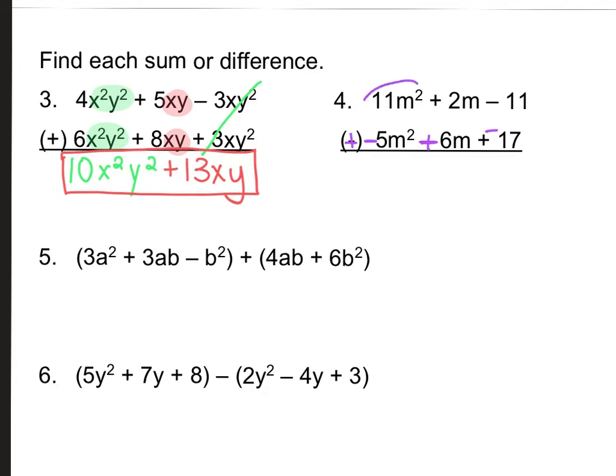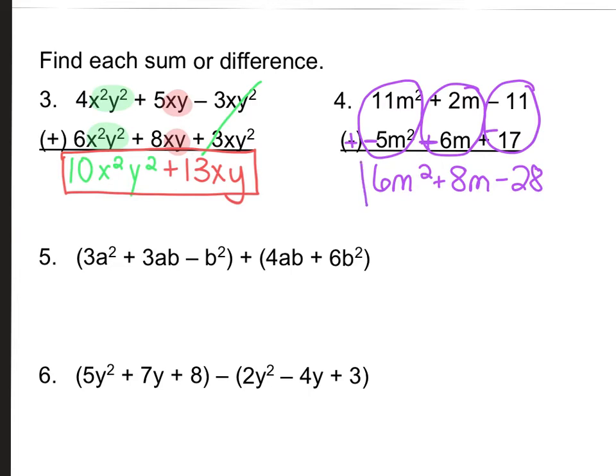So I'm going to start with this piece. 11m squared minus 5m squared leaves me with 6m squared. Now I can add 2m plus 6m and get 8m. And now I've got a negative 11 minus 17 is negative 28. I don't have anything else that I can combine. So this would be my final answer.